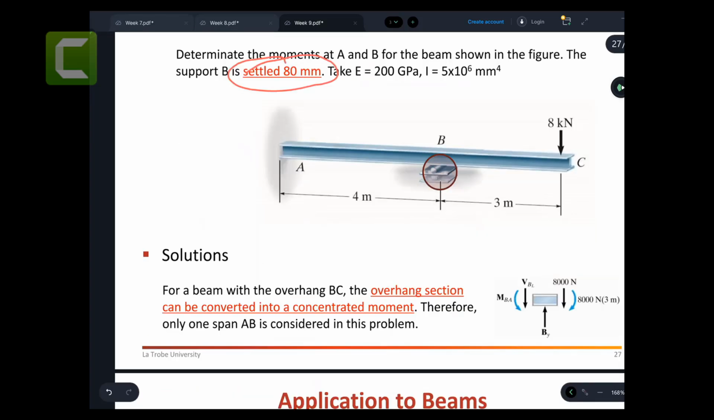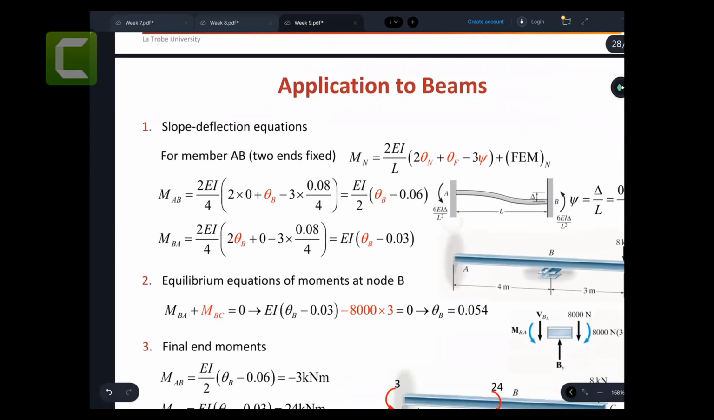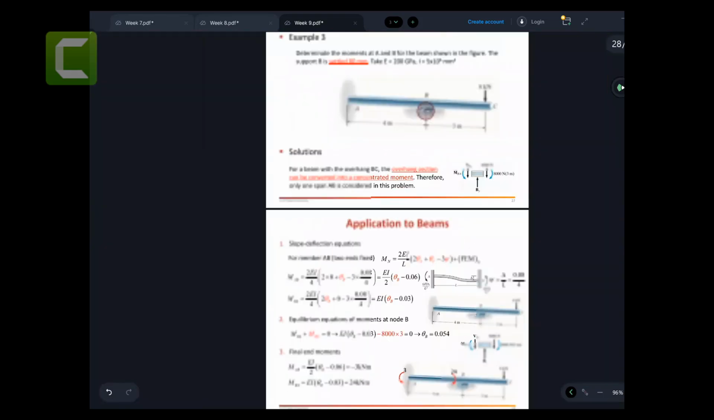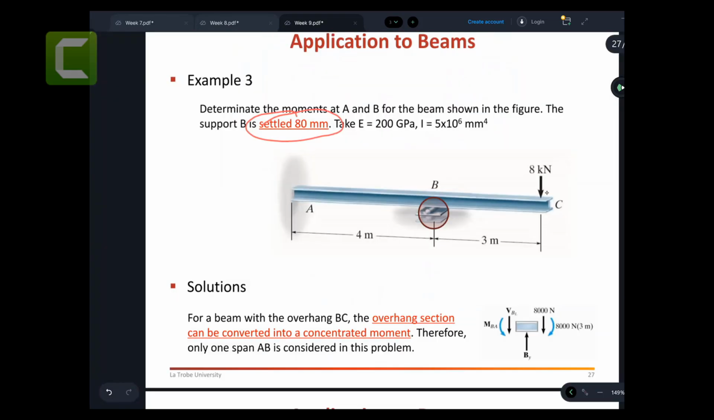You can see these settlements at the overhang section can be converted into concentric moments. So we're going to convert these ones into the concentric moments, and we're going to use the settlement. What we're going to use is this part here, 8 kilonewtons times 3. So this is 8 times 3, 24. So this problem becomes like this.